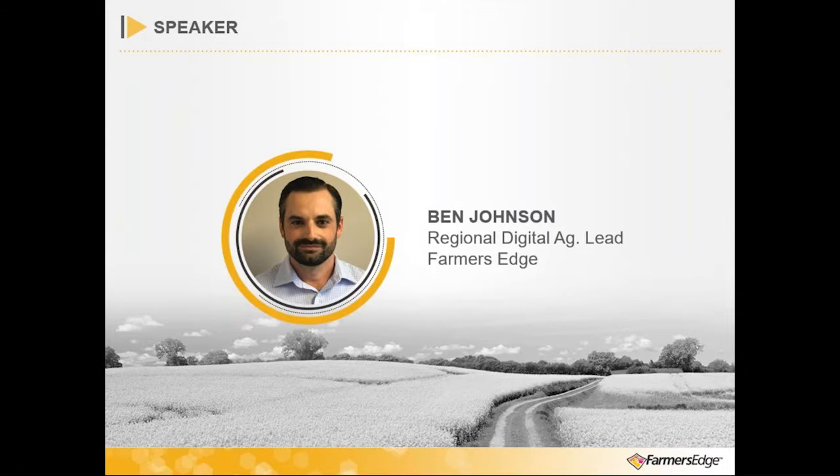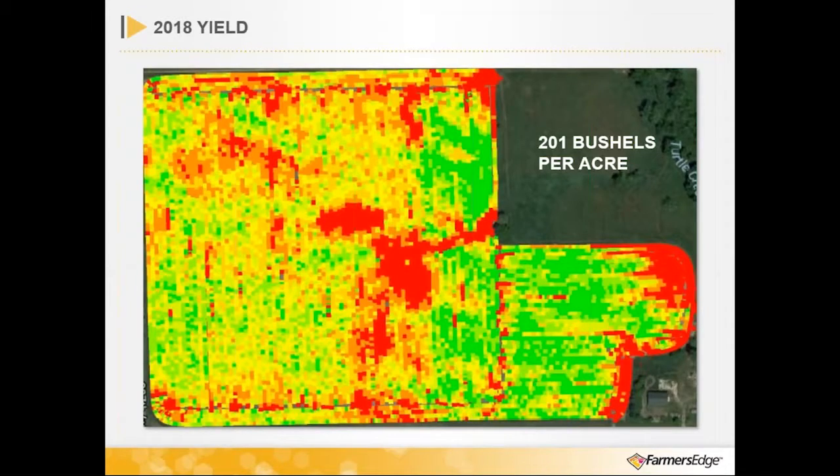Let's talk about Imagery and Moisture Manager here. This is my own farm in Northeast Iowa, and this was my 2018 yield map. We did 201 bushels per acre, which we felt was pretty good because it's a tough piece of ground. However, we didn't get this yield map until we harvested the field in October.